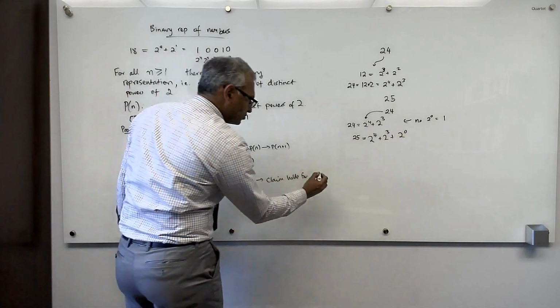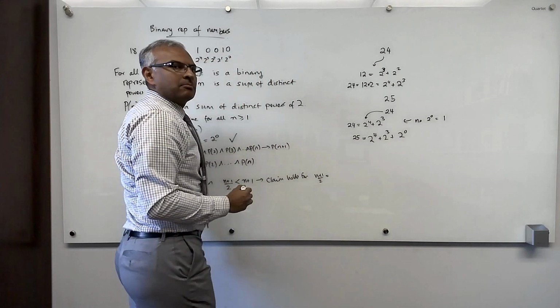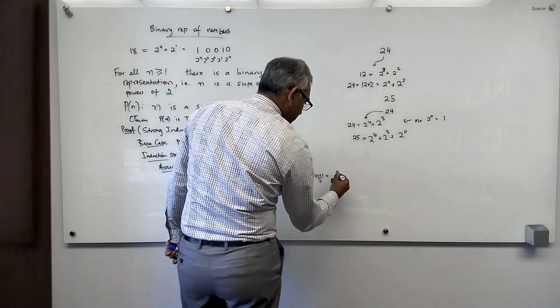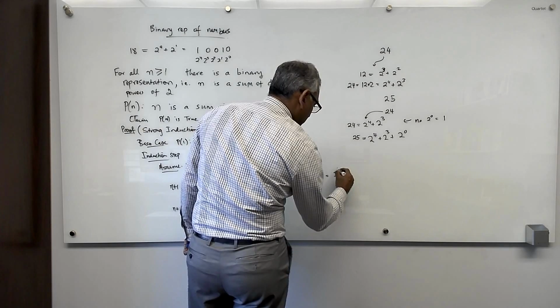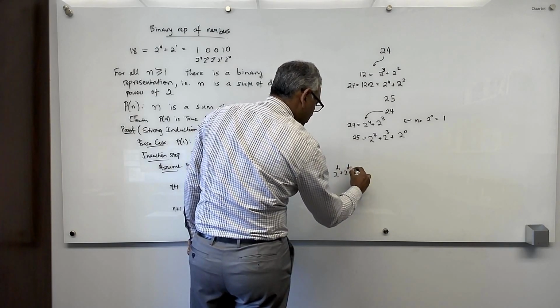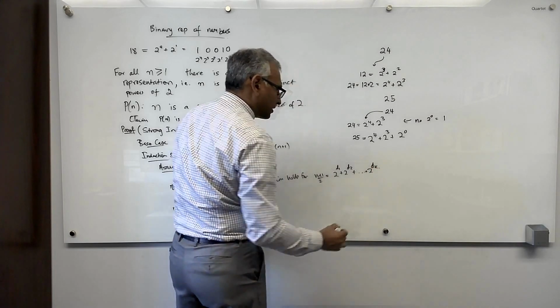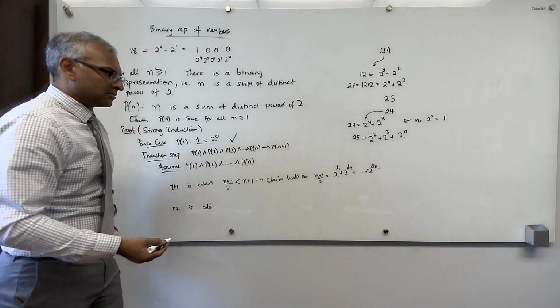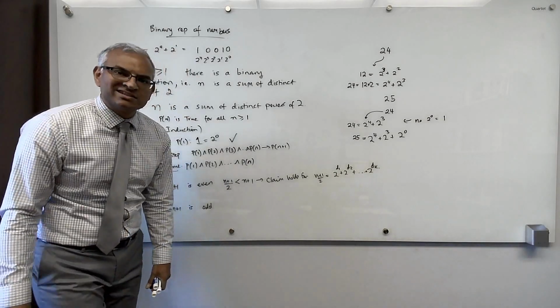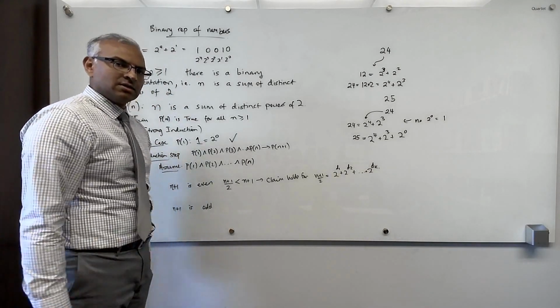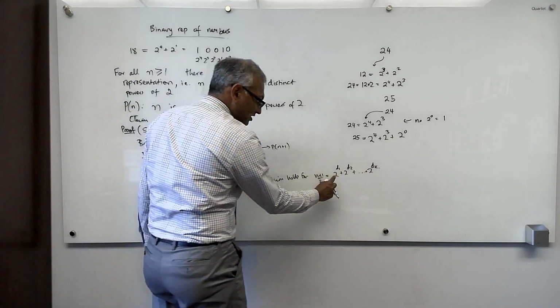So (n plus 1)/2 is equal to a sum of distinct powers of 2. So we can say it's equal to 2 to the power d1 plus 2 to the power d2 plus and so on, 2 to the power dk. Well, we don't know what k is. It could be a sum of many distinct powers, or it could be a sum of just one, but we don't care. All we know is that these are distinct.